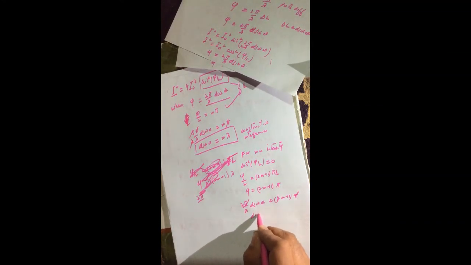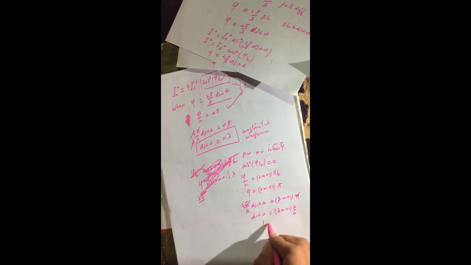Or from this we get phi is equal to 2m plus 1 pi, and we know that phi value is given here, which is 2 pi over lambda d sine theta, which is equal to 2m plus 1 pi. Now pi cancels with this pi, so d sine theta is equal to 2m plus 1 lambda by 2, and this is the condition for destructive interference.